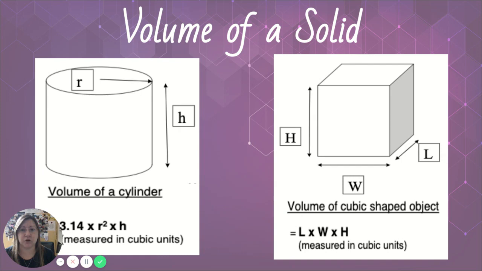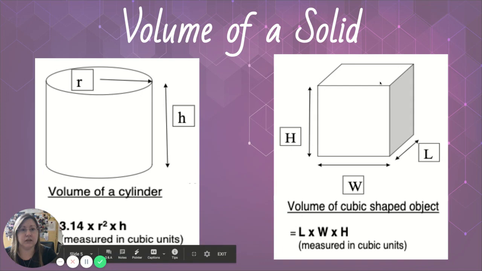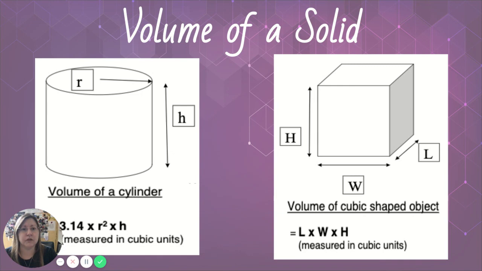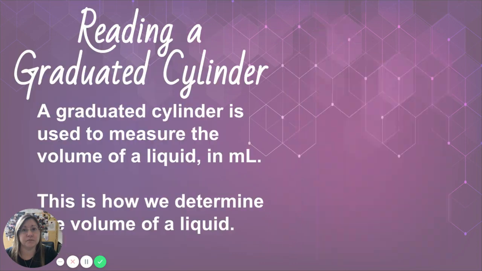And these are ones that you probably have talked about in class. So we are generally going to be looking at this one here and looking at the volume of an object that is a cube. So that will be length times width times height. And that will help us to determine the volume of a solid. And when we're looking at a solid, the units are usually going to be centimeters cubed. And the fun thing about cubic centimeters is that cubic centimeters equals milliliters. So we can use those units interchangeably if we need to.